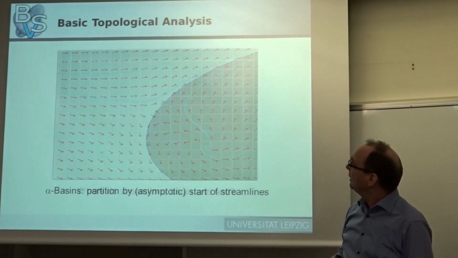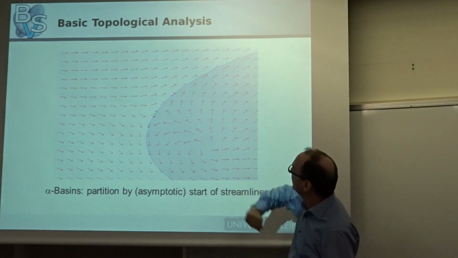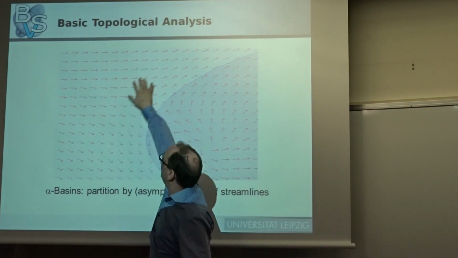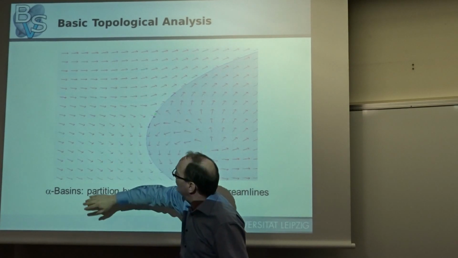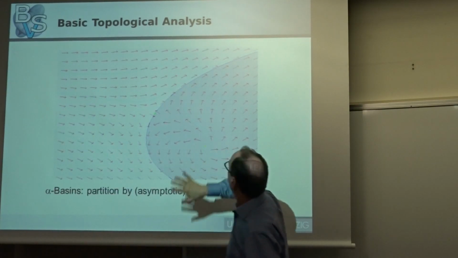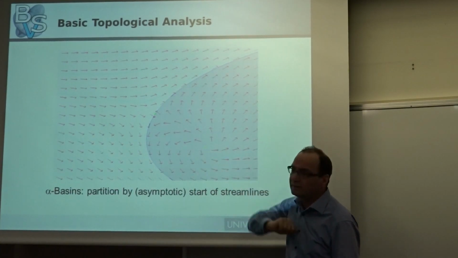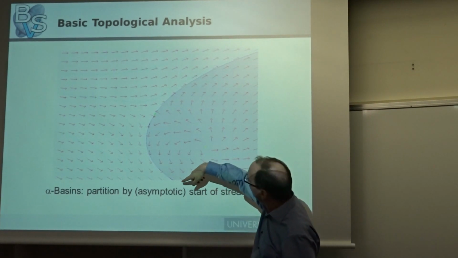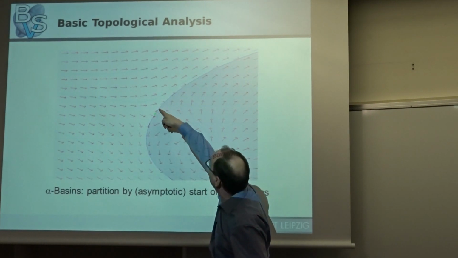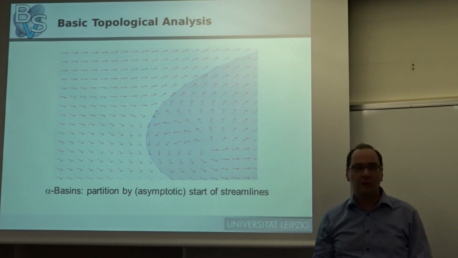And in this example, if I look where do they start, I figure out all the streamlines over here start at that boundary, all the streamlines over here will start at that very point, and then there are 2 exceptional lines that make up this blue boundary.